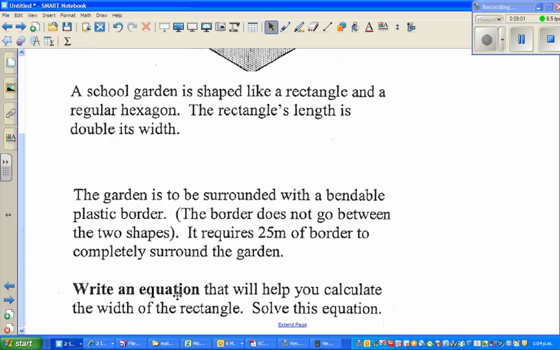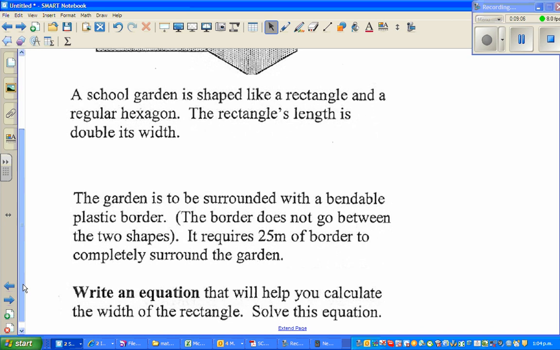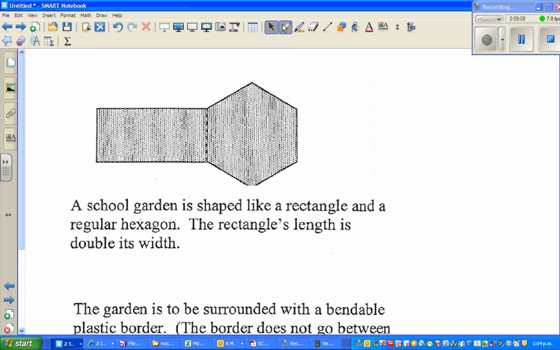So the question is, write an equation that helps you to calculate the width of the rectangle. I will start for you, but I want you to do it yourself. You can say this is a width, so I can say this is x. I would like you to do the remaining yourself, and then I'll get back to you.